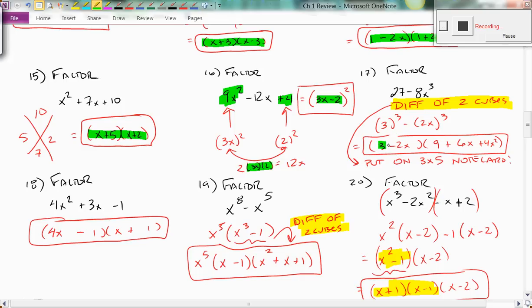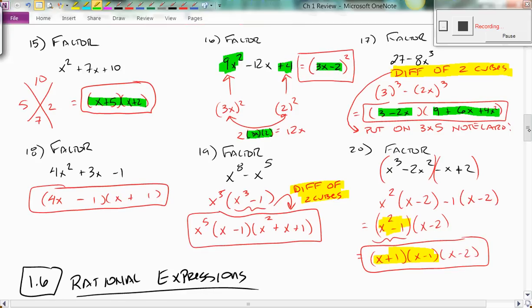So remember, you have a binomial in the front, a trinomial in the back. I would definitely put the difference of two cubes on your note card. Something very, very important. So please put that on there. 18, I got 4x minus 1 times x plus 1. 19, I got x to the fifth times x plus 1 times x squared plus x plus 1. Again, because this part right here was another difference of two cubes. So be sure that you recognize that when you're supposed to use that.